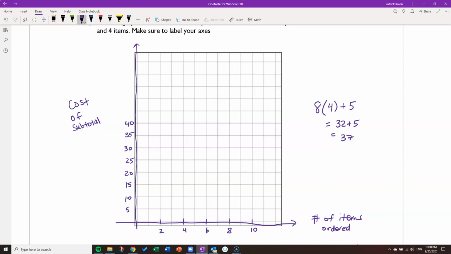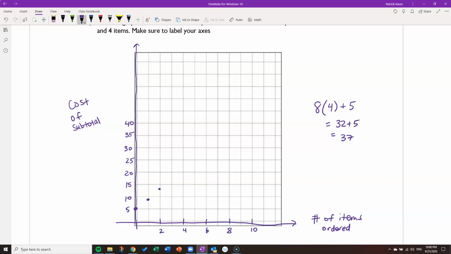And so if I ordered 0 items, if I just went and sat in the restaurant, unfortunately, they'd still charge me that $5 seating fee. So I'm going to plot that point right there. And if I ordered 1 item, then they'd charge me the $5 seating fee plus the additional $4 for that one item, which would put me at $9. If I ordered 2 items, then 2 times 4 is 8, plus 5 is 13, so that would put me at about right here. I'm going to skip 3 and maybe move on to 4.